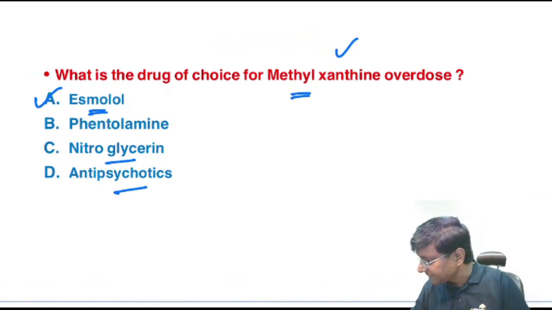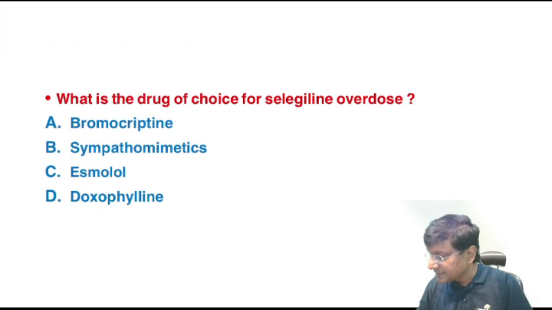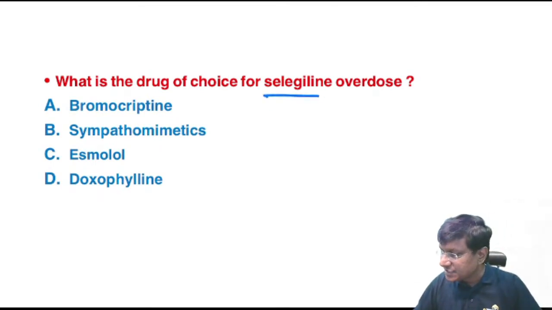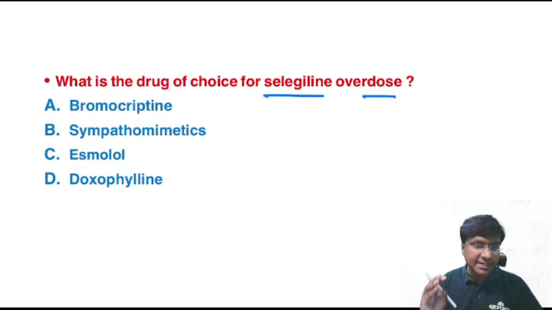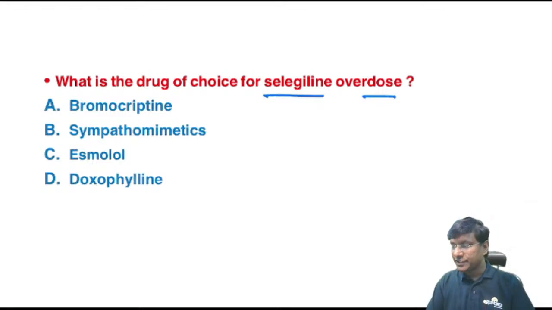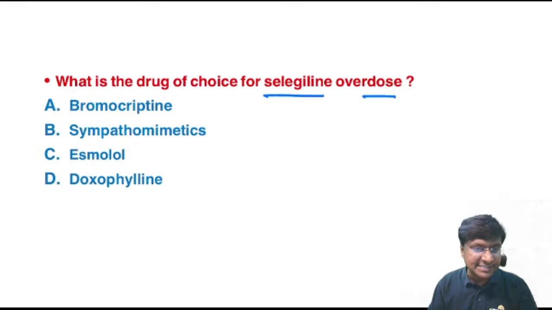Next, this is another important PYQ which has been asked. What is the drug of choice for selegiline overdose? The options are bromocriptine, sympathomimetics, esmolol, doxophylline. Drug of choice for selegiline overdose. Now, you should understand what exactly selegiline comes under.